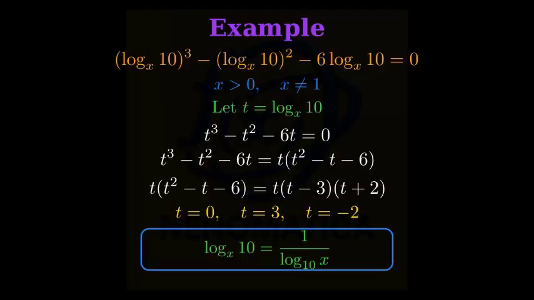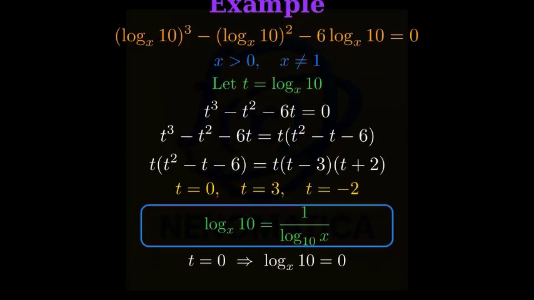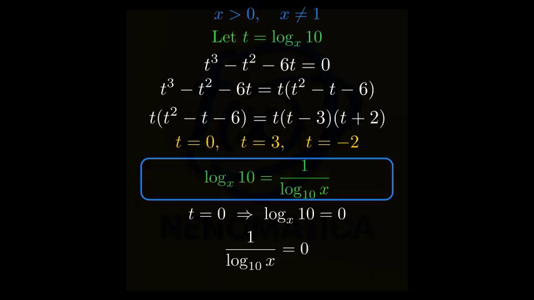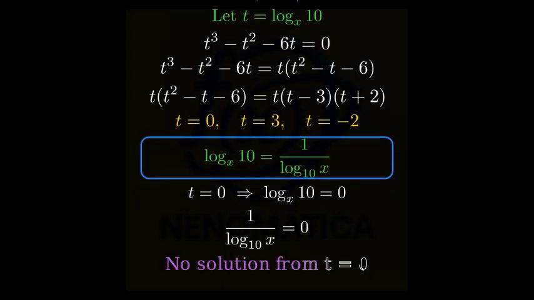Case 1, t equals 0. That gives log base x of 10 equals 0. Using the identity, 1 over log base 10 of x equals 0. A non-zero numerator over any finite denominator cannot equal 0, so this case yields no solution.